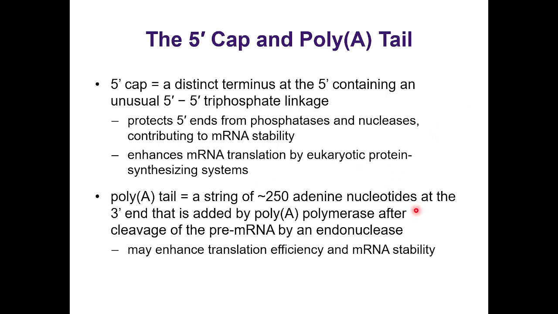The poly A tail, on the other hand, is going to be a string of 250 adenine nucleotides at the 3' end. This is going to be added by a poly A polymerase after the cleavage of the pre-mRNA by the endonuclease. This may enhance translation efficiency and mRNA stability. It does it through a few different methods. Again, that's that OH, which tends to be one of the more reactive parts of the molecule. And so if something attacks the poly A tail, not a big deal, right? You've got extra A's. What else is important about that?